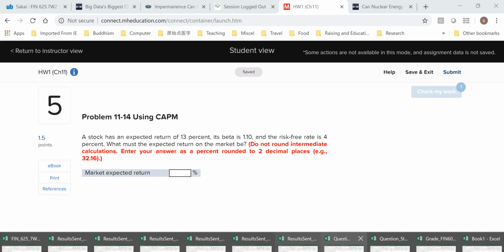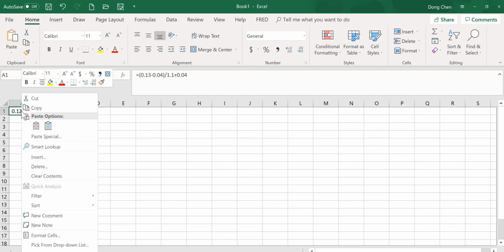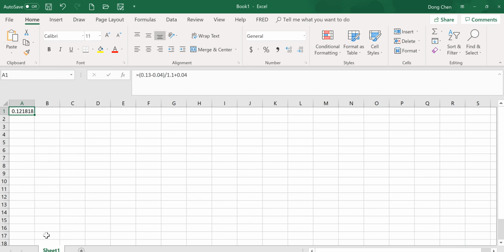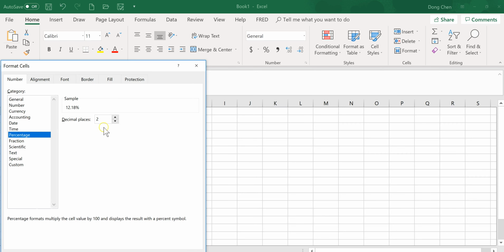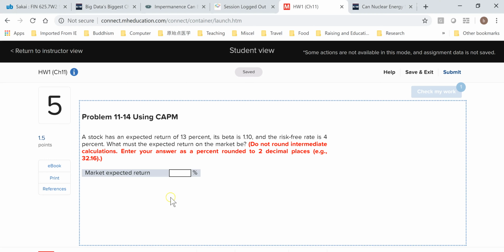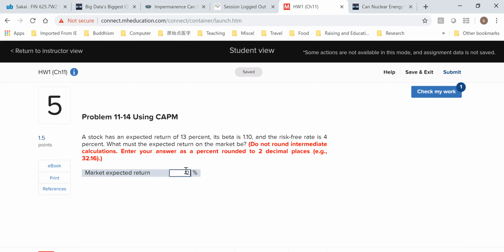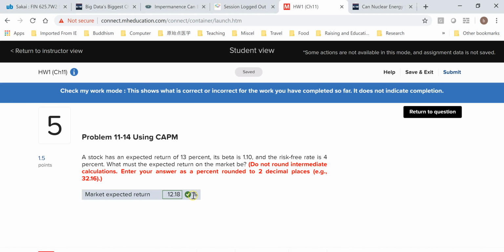So now I need to change the format here. Right click on it, format cells, and use the percentage with 2 decimal places. So now the final answer is 12.18%. Now check my work. Okay, great. So that's one way we can get the final answer.